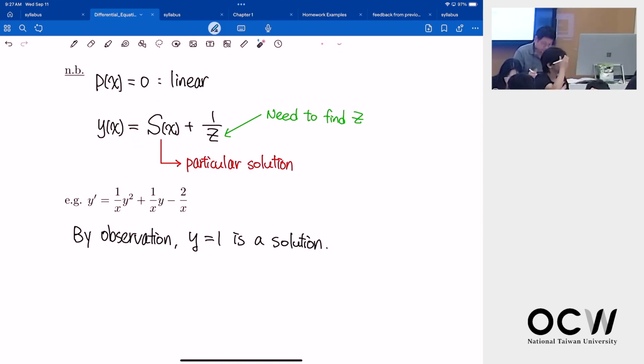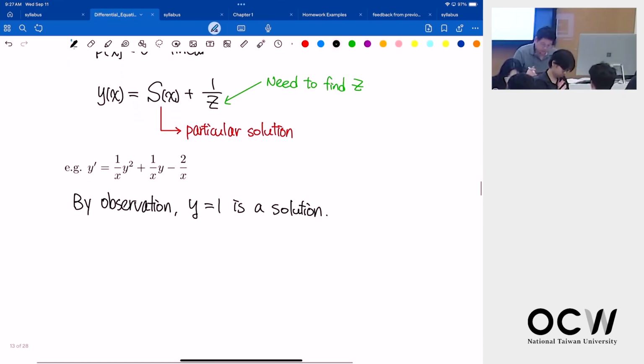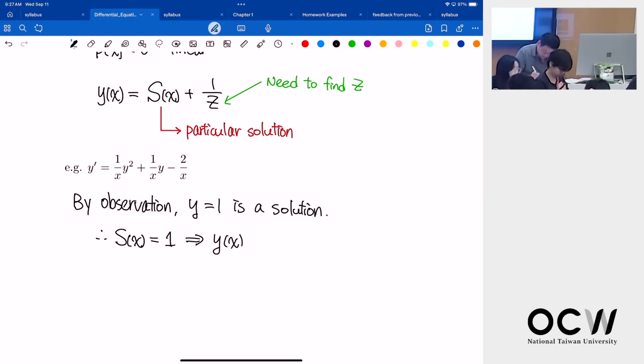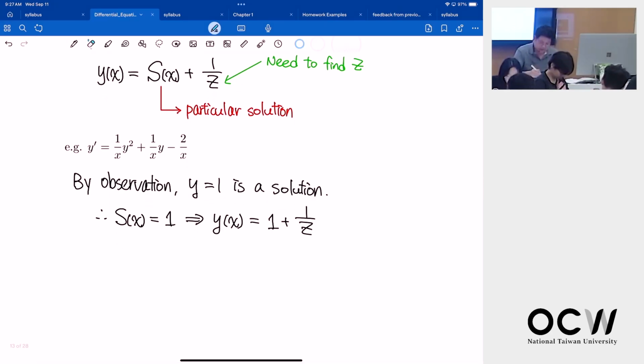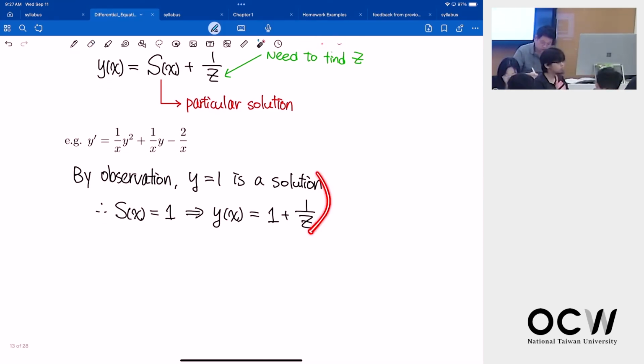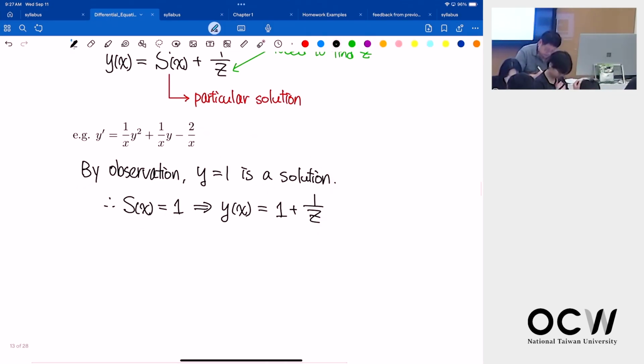Then your overall general solution is 1 plus 1 over z. Since your solution is 1 plus 1 over z, then bring this back to the original differential equation. You will get y prime will be minus 1 over z squared, z prime.